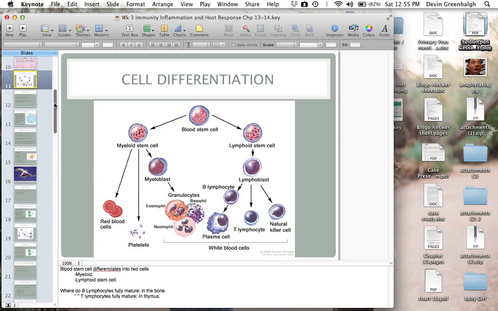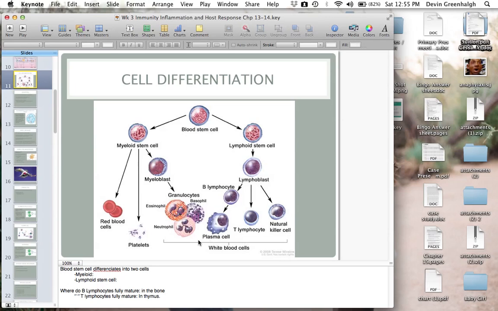Now, going back to the blood stem cell at the top of the chart, you can have a blood stem cell and it can turn into a lymphoid stem cell, and that can turn into a lymphoid blast, which then can turn into three things: a B lymphocyte, which then turns into a plasma cell, or a T lymphocyte, or a natural killer cell. Okay?